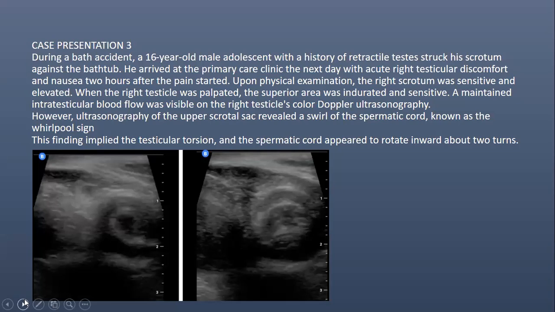So when they did sonography, it revealed a swirl of the spermatic cord known as the whirlpool sign, which you can see there. You can see the twists, the black, and then the white. You see, like they are concentric circles. So this one, it was a torsion of 2 turns. Yes, thank you. So we can go to the next slide.